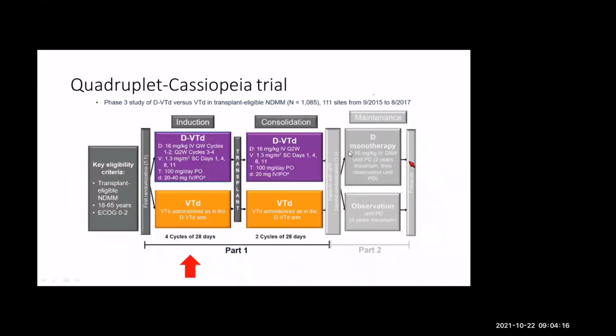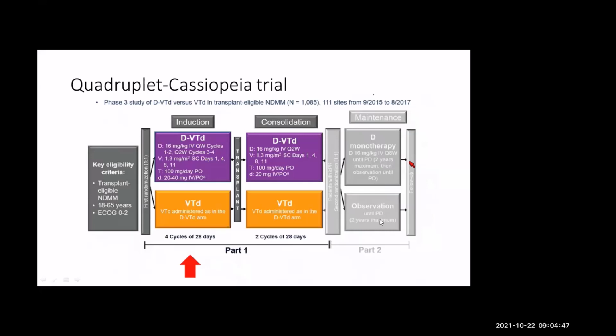Then we move on to quadruplet-based regimens. Typically a monoclonal antibody-based regimen is used, and CASSIOPEIA has the longest follow-up as of now. This study used VTD, which was the standard of care in Europe, as the induction regimen, and then patients were transplanted. After that, they used consolidation VTD, and maintenance, which is not standard there, was not used. In the comparator arm, daratumumab was added throughout: induction, consolidation, and there was a dara maintenance.